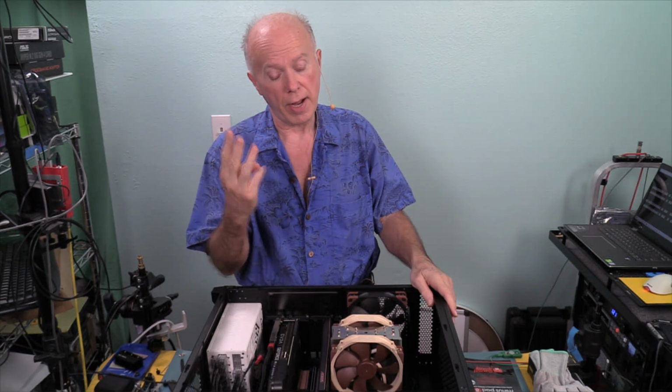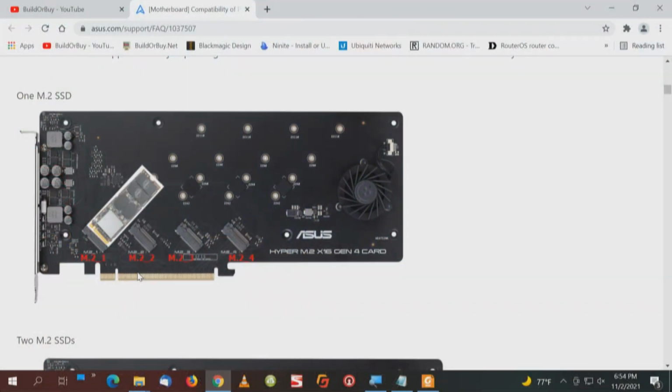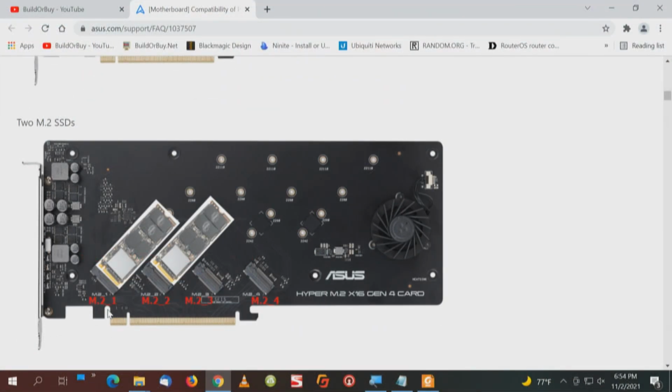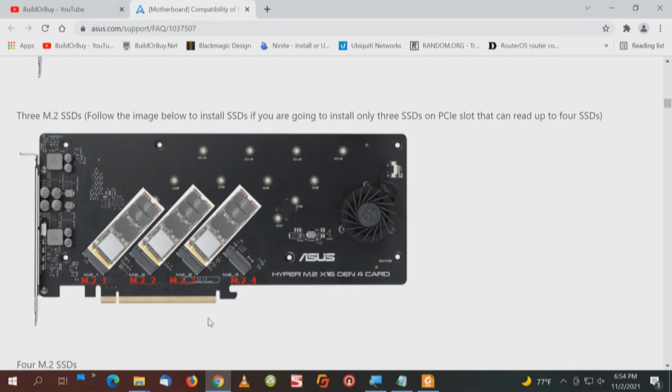Let's take a look at this because remember, this is only going to support 3 drives, but it's not consecutive. 1 drive, 2 drives, and being consecutive M.2_1, M.2_2. And here's the kicker, and this relates, 3 M.2 SSDs are going to install only 3 SSDs on a slot that can read up to 4. That ought to be bolded and highlighted and double underlined. Up to 4. If the machine can read 4 drives, then you can install them consecutively.